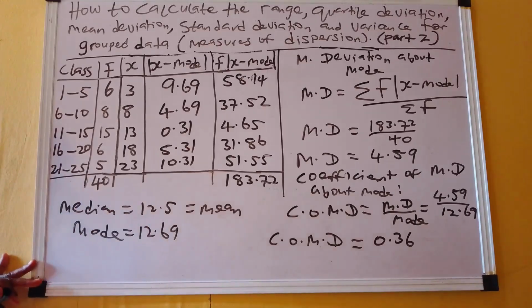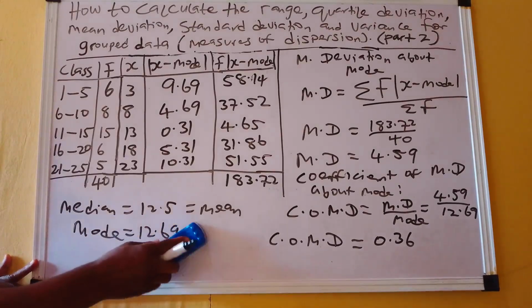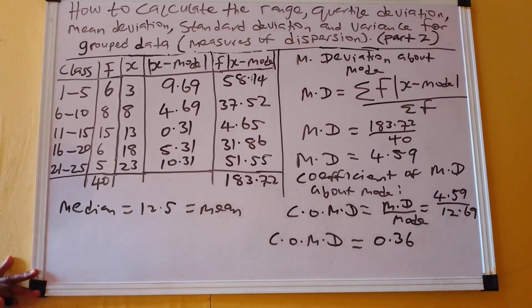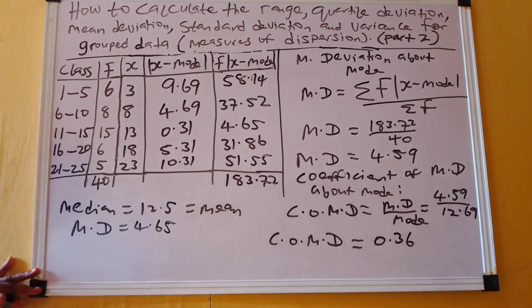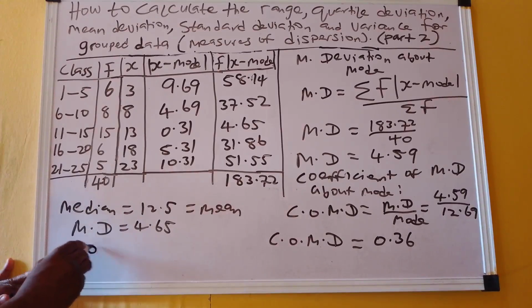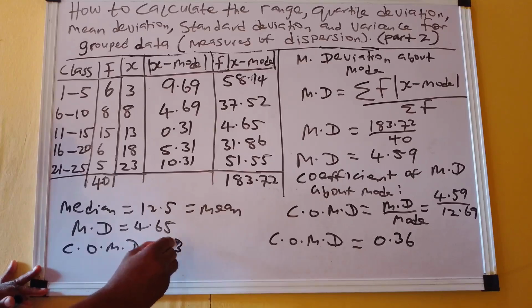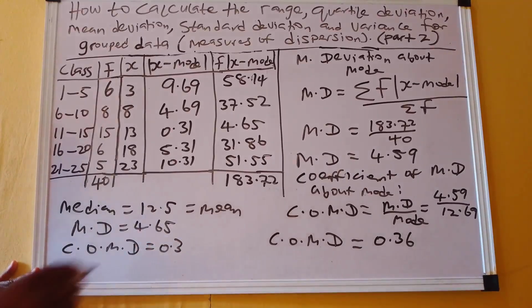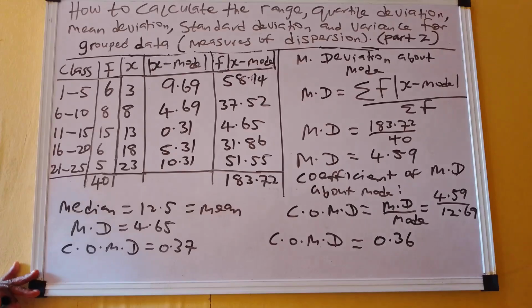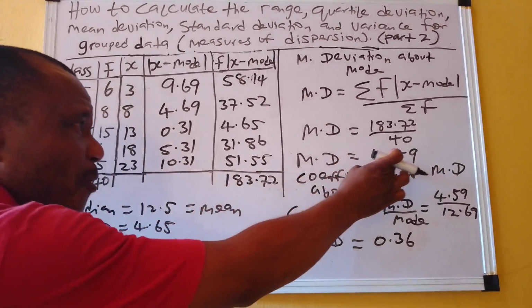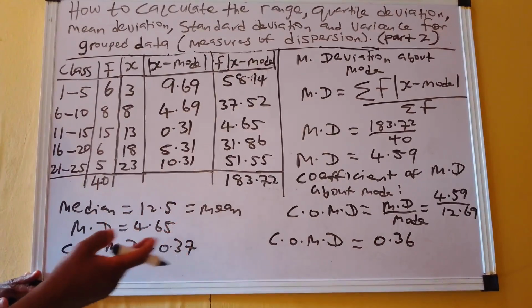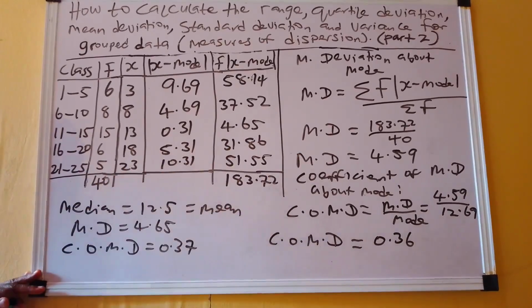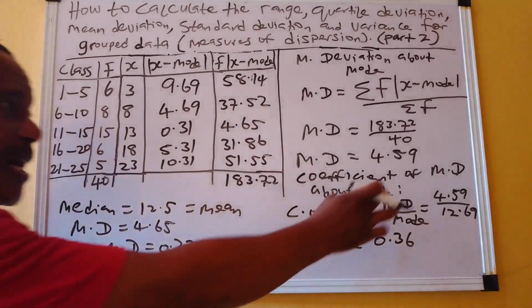Since the median is equal to the mean, their mean deviation is equal to 4.65, and their coefficient of the mean deviation is equal to 0.37. Now look at this one. For the mode, the mean deviation is 4.59, and the coefficient of mean deviation about the mode is 0.36. Look at the closeness. You can see how close the mode and the mean and median are, 12.5, 12.69. So this one, 4.65. Look at it here, 4.59.